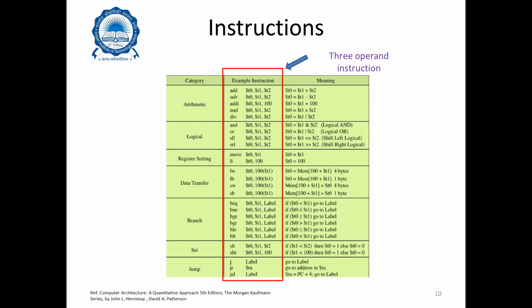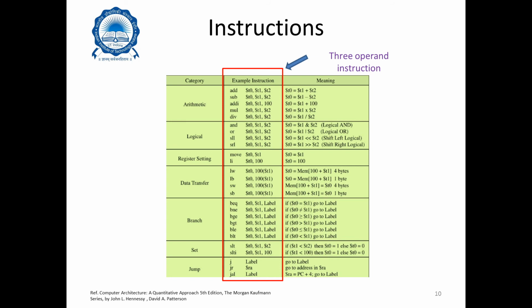The third type is called register setting. We can move the content of $T1 to $T0 if we just want to interchange content between registers, moving the content from one register to another. We can just use this move operation. LI stands for load immediate. We can load a constant value directly into a particular register by using LI $T0, 100. 100 is just a constant value that we are using as an example.